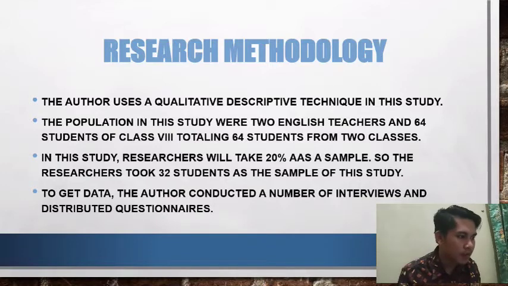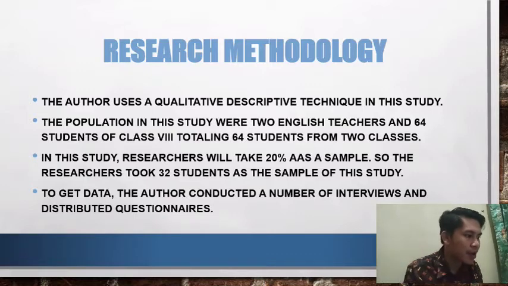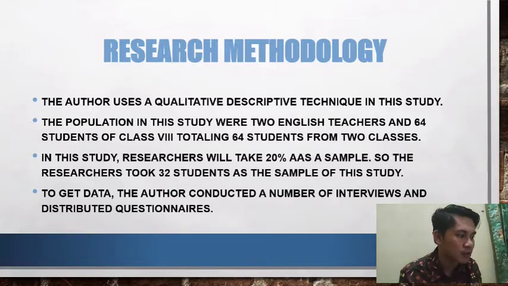Okay, now for the third point, in this study, researchers will take 20% as a sample. So the researchers took 32 students as the sample of the study. It meant that the writer conducted a number of interviews to obtain data on what technique the teacher used in teaching vocabulary of action verb. So in this way, the technique can be used to obtain data on the number of students and an overview of the research sites. Interview research will be better if it is supported by data from existing respondents.